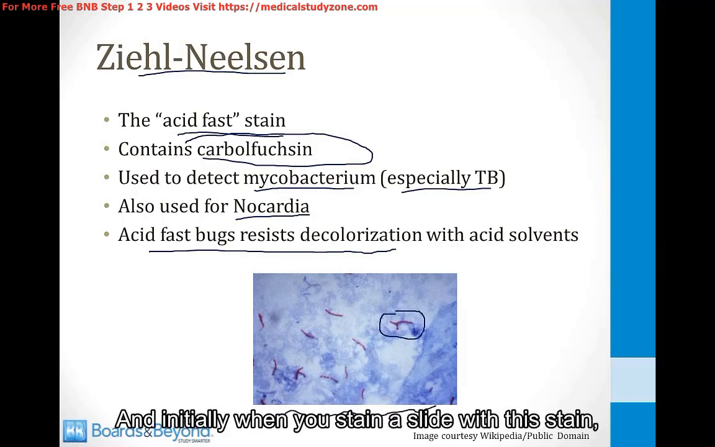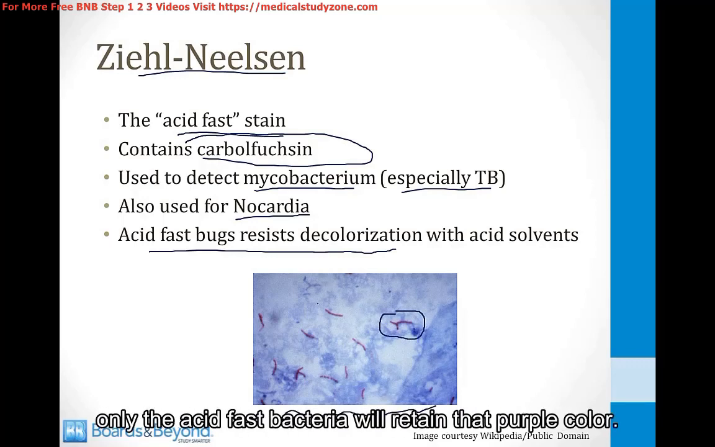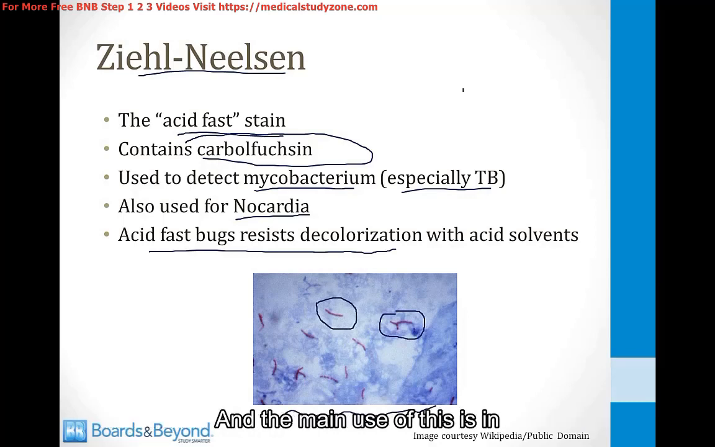And initially, when you stain a slide with this stain, everything will be purple, but then when you decolorize it with an acid solvent, only the acid-fast bacteria will retain that purple color. And the main use of this is in detecting tuberculosis infections.